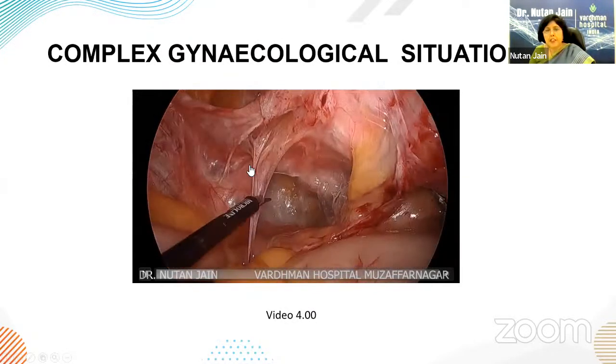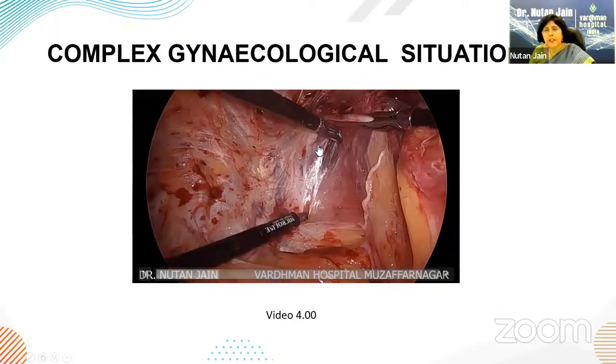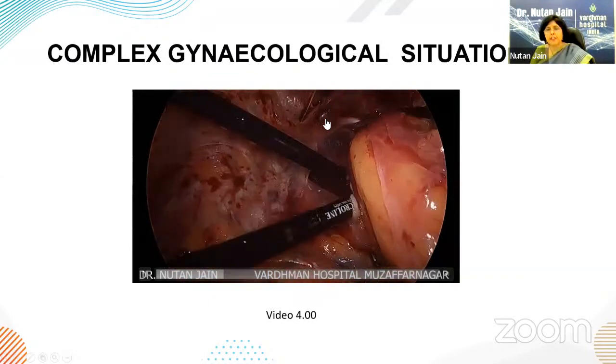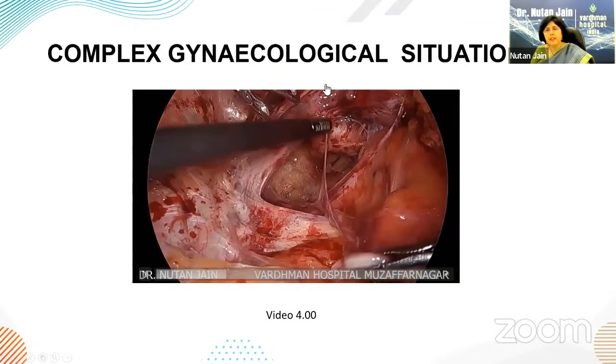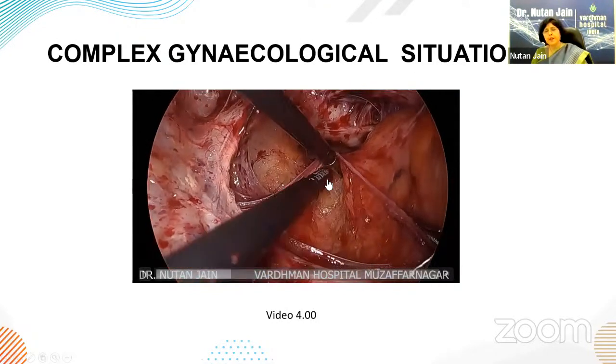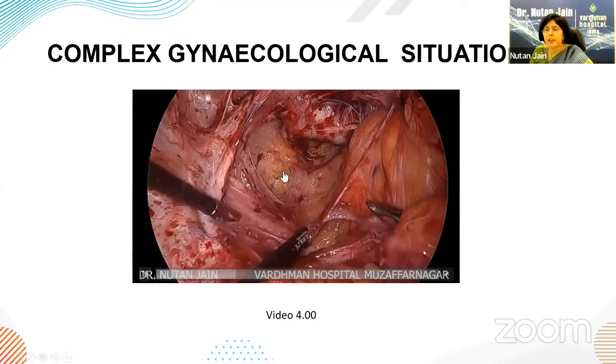And once we just keep opening the posterior leaf, somewhere we have to find a plane of cleavage. So here, now we are trying to reach up to the level that I can start working over the fundus. In such cases, it's really important to delineate your ureters.